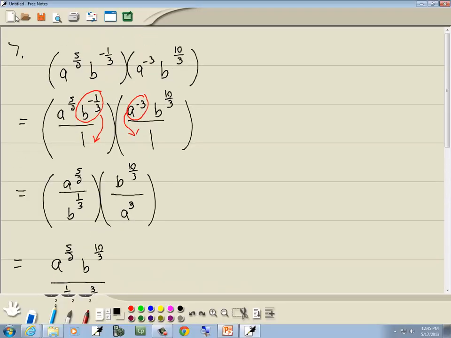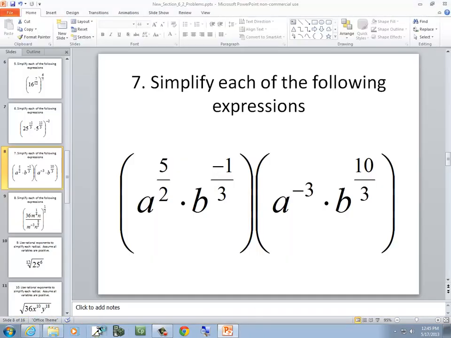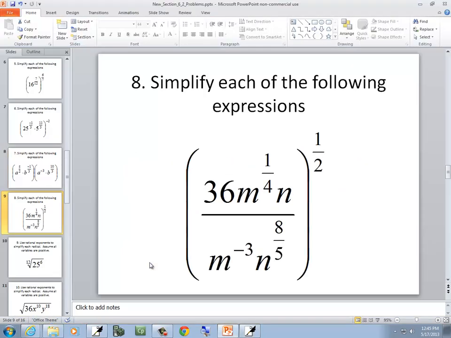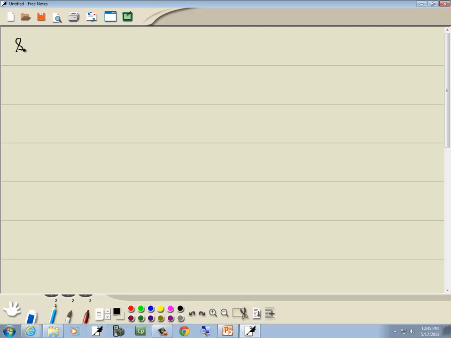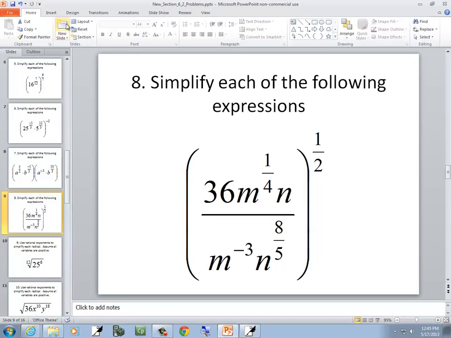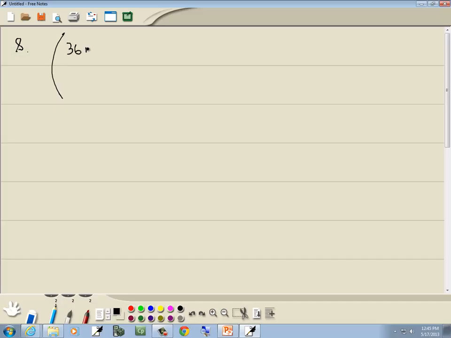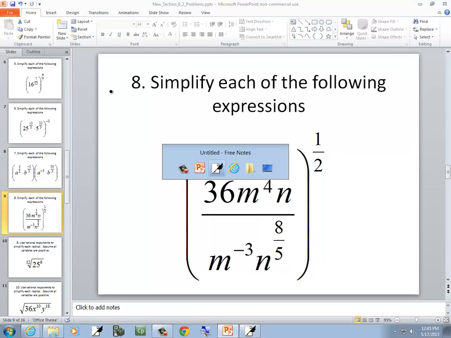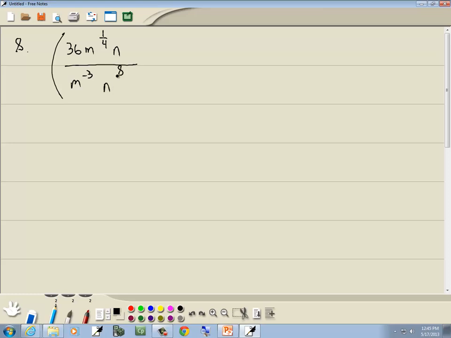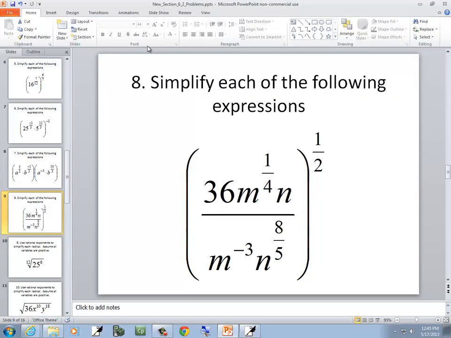Let me start a new page. Okay, so we got 36 m to the 1/4 n over m to the negative 3 n to the 8/5, all of it raised to the 1/2 power.